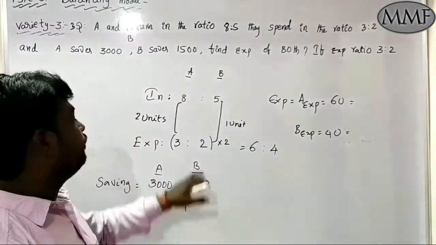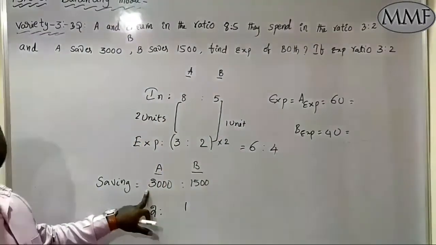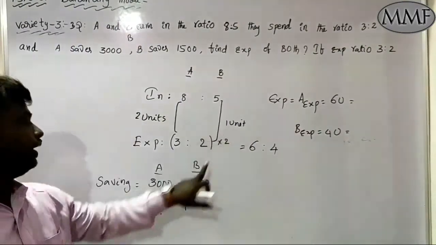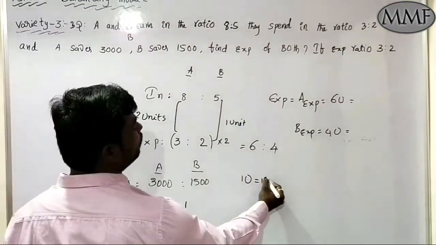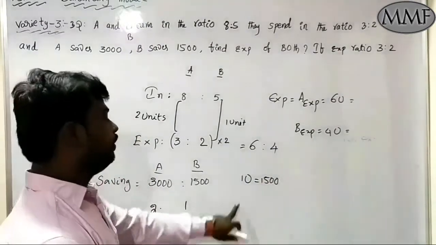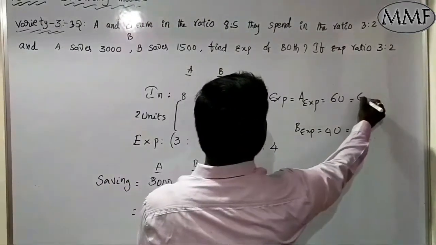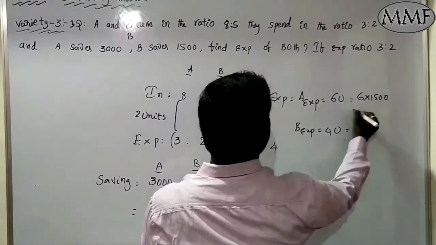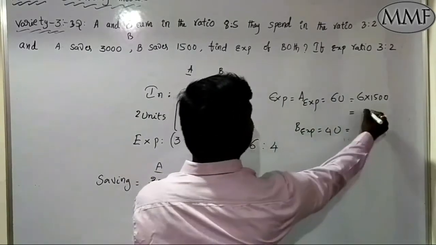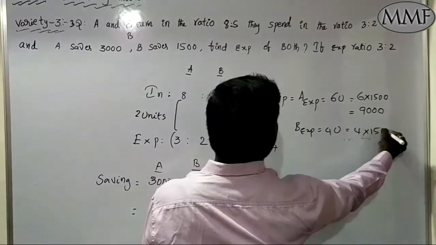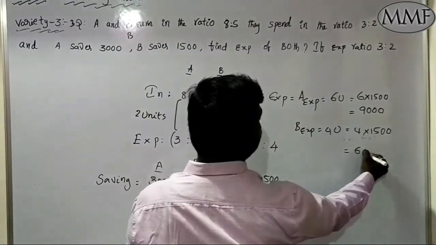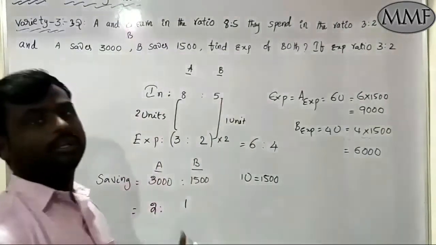For that, what is given? 2 units given in the question is 3000. 1 unit given in the question is 1500. So finally what will we get here? 1 unit will become 1500. If 1 unit is 1500, what about 6 units? 6 into 1500, 9000. Next, what is 4 units? 1500 into 4, how much? 6000. So like this we can find it.